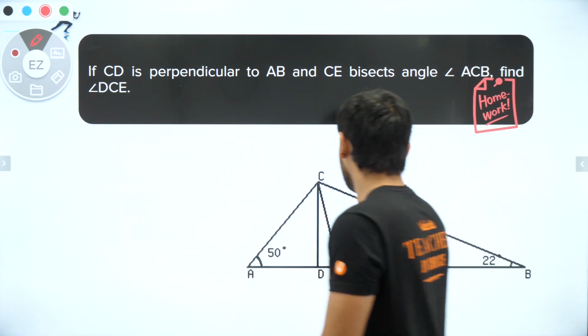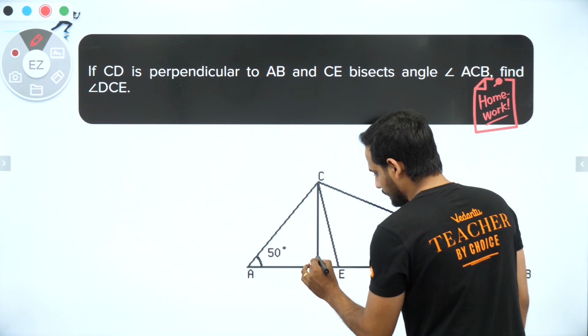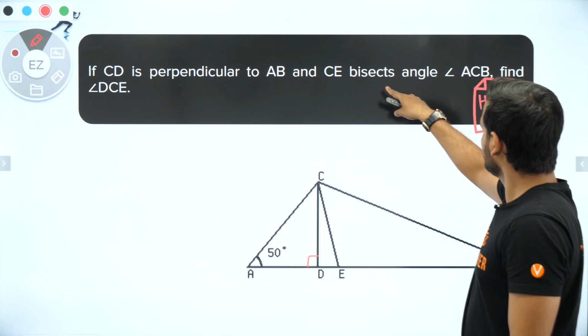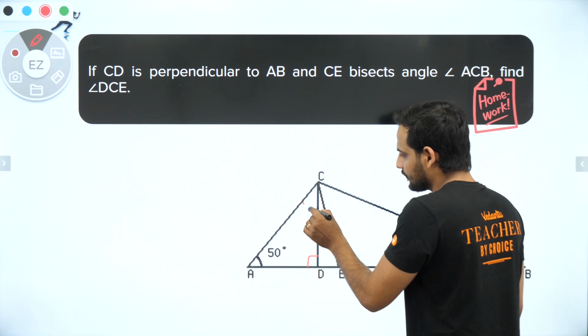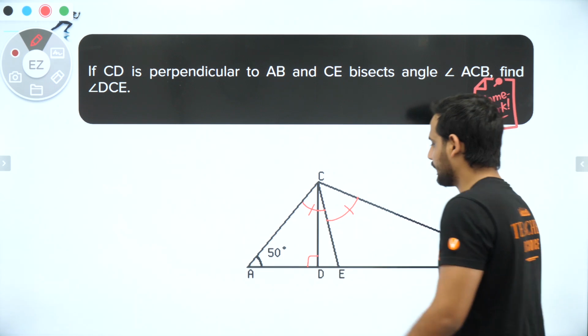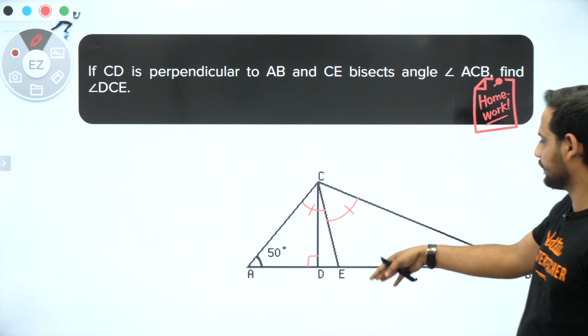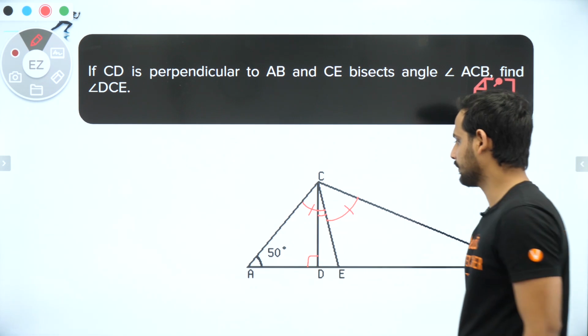They have told us that CD is perpendicular, that means here is a right angle. Then CE bisects angle ACB. This CE is the angle bisector, that means this angle is equal to this angle. These two things we know. Now, we have to find out angle DCE, that means we have to find out what this angle is. No problem, we can find it out.